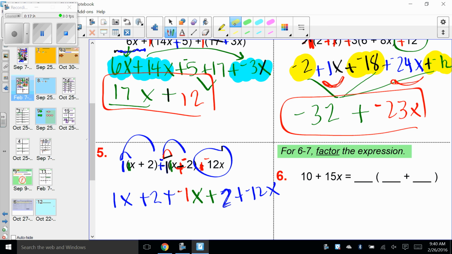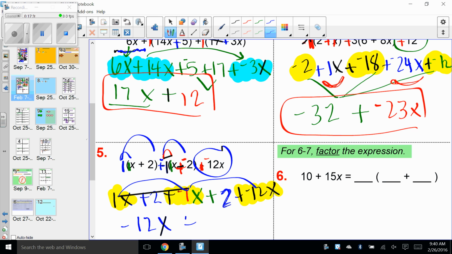Combining like terms. We have 1x, -1x, and -12x. That becomes 0 and -12x. Combining other like terms, the numbers 2 and 2 gives us a 4. So we end up with -12x plus 4. Unlike terms, because -12 has a variable x in it, 4 does not, so we are done.